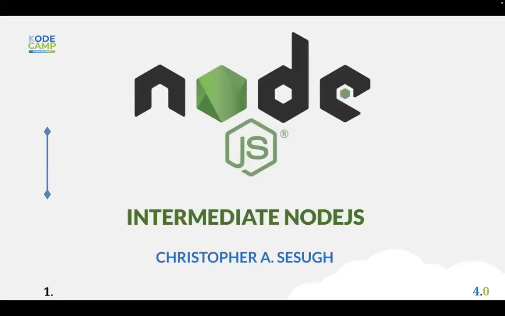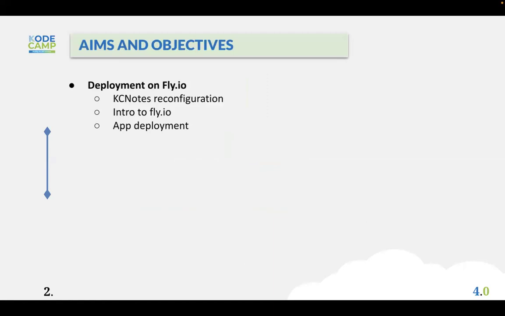So in today's class, we'll be learning how to deploy to Fly IO. But first of all, our aims and objectives for today is to reconfigure our Casey nodes, the one we built with Node, and then introduce Fly IO and then deploy our app.